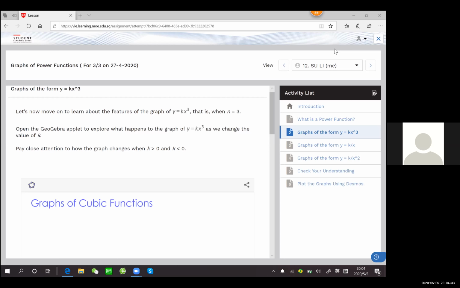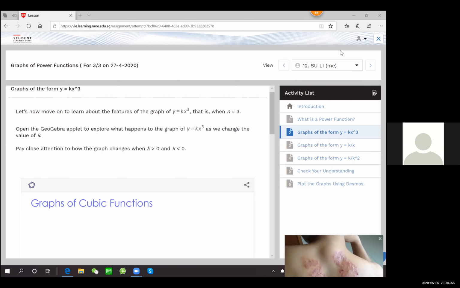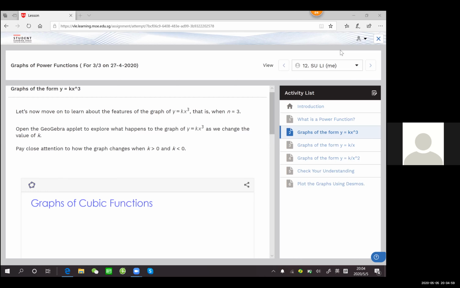So number 3 is graphs of the form y equals k over x. So this is kx to the power negative 1. Am I right? Yeah. Now, continue. Number 4, graphs of the form y equals k over x to the power of 2. So that means this is x to the power of negative 2. Am I right? Yeah. So that means this chapter is all about what? This chapter is all about x to the power of positive number and x to the power of negative number. Okay?